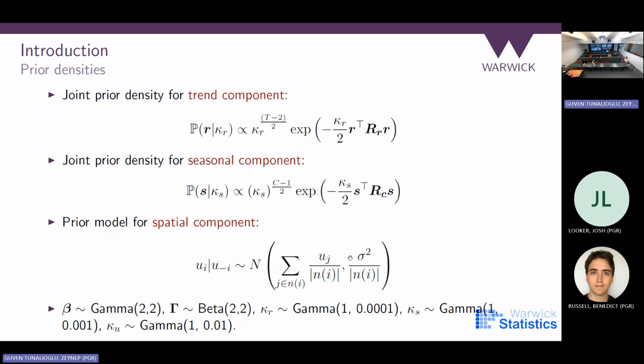Lastly, for the spatial component, the prior model is this. It's still a Gaussian Markov random field, but it's what is known as the ICAR, the intrinsic conditional autoregression. This is saying that the conditional distribution of this spatial component given its neighbors follows this Gaussian distribution, which is literally the average of its neighboring spatial components, with the variance right here.